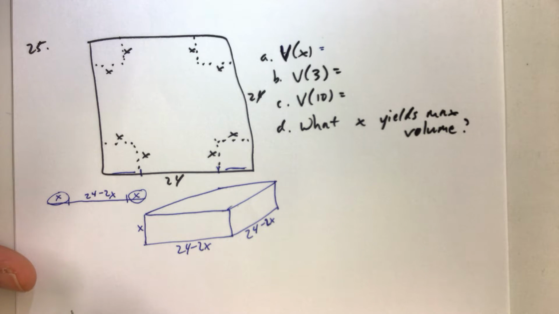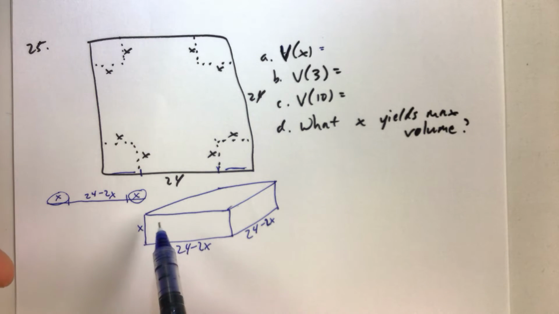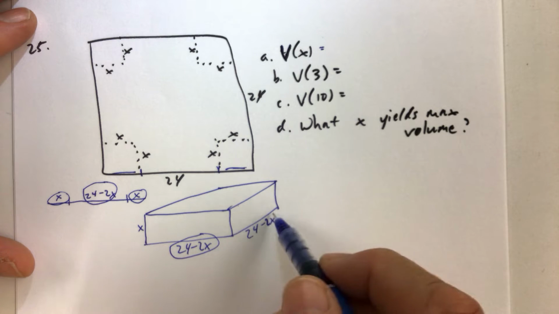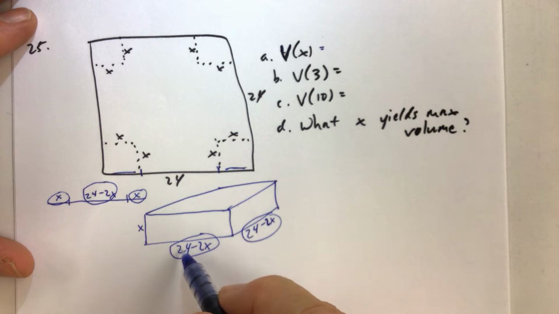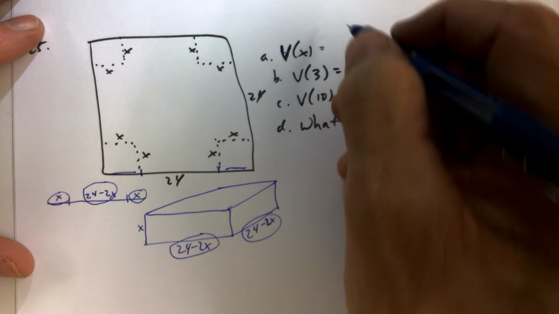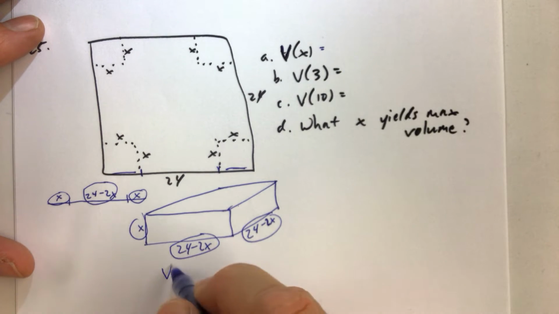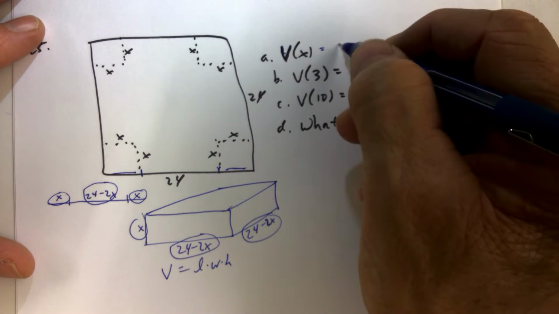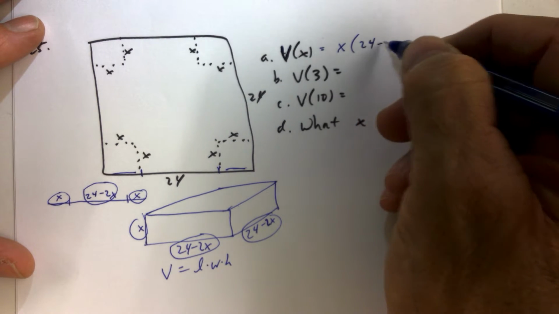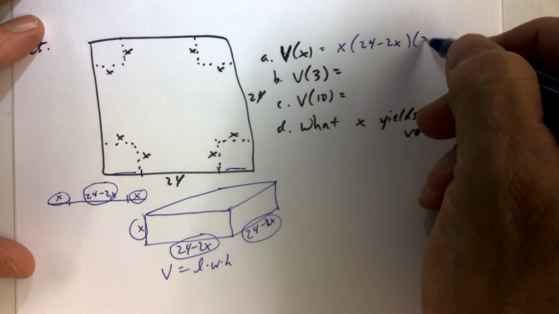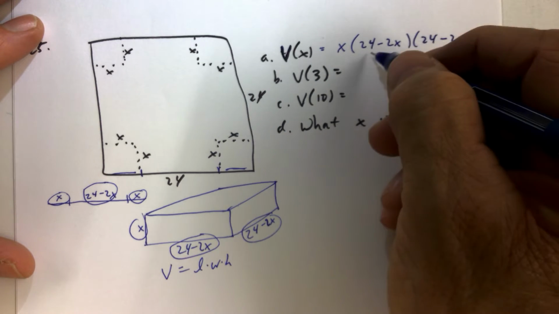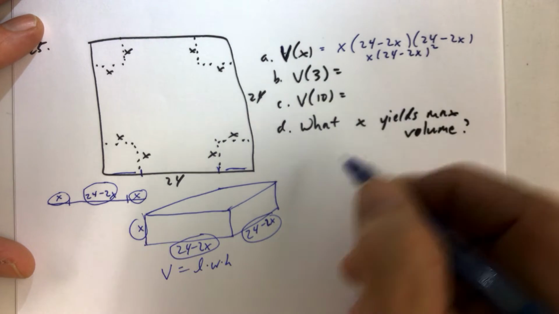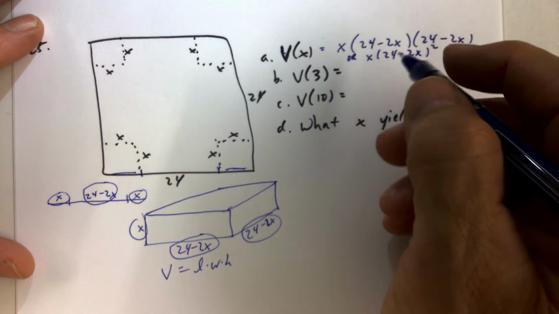So as long as you can visualize what's going on, then you get that number, the length of each side of the base of that open top box. You know again that volume is length times width times height. So knowing that, you just multiply all three of these together to get your volume function. We could have written this as x times 24 minus 2x quantity squared. We could do that as well. Either one is okay. All right.